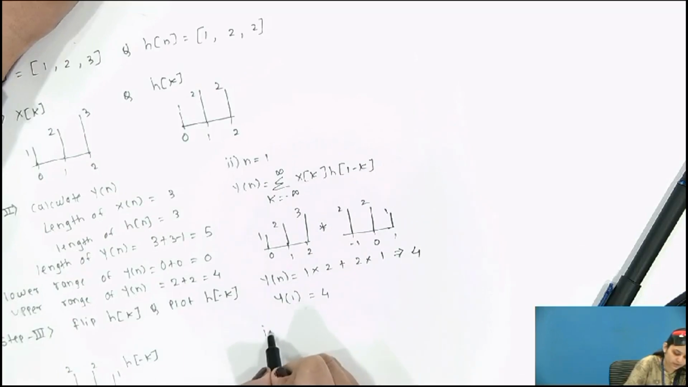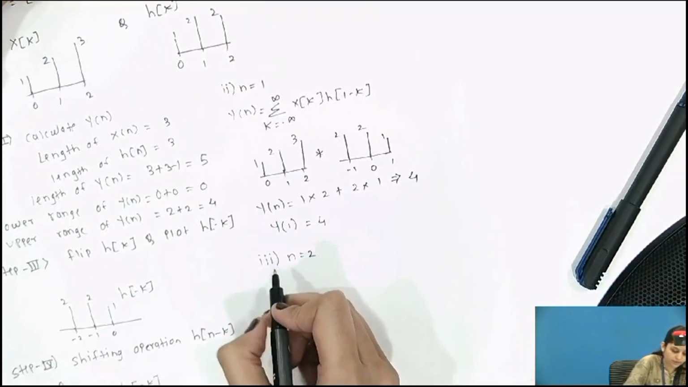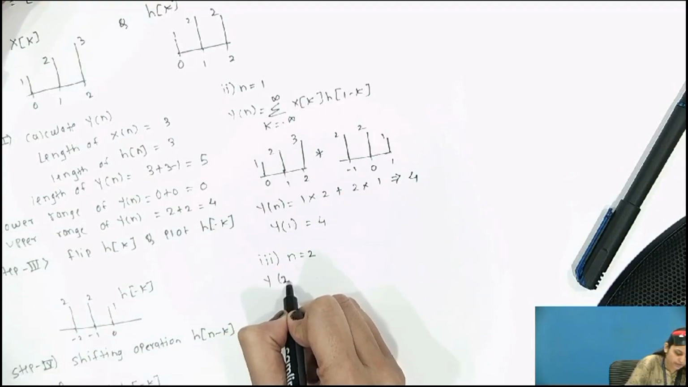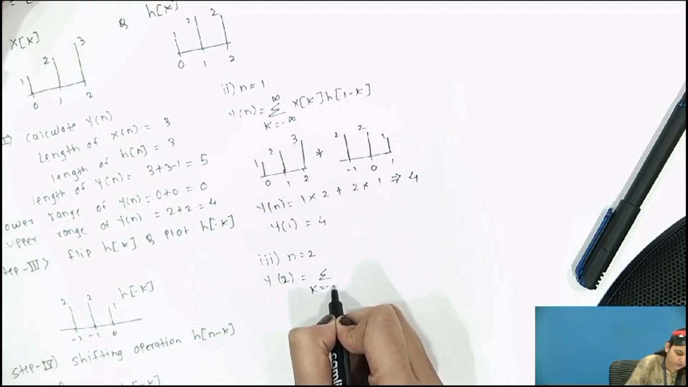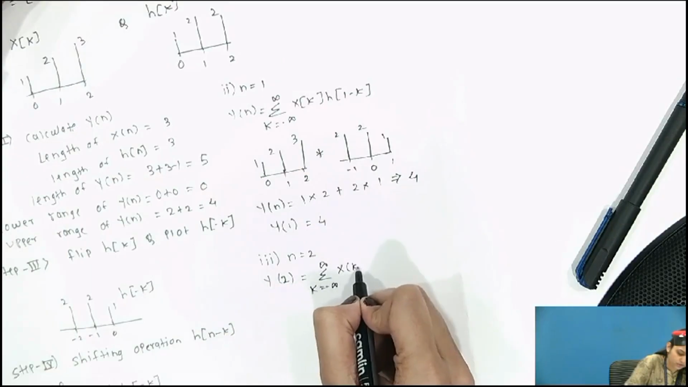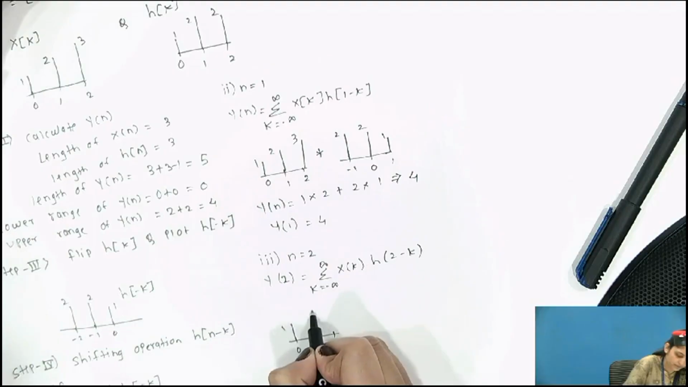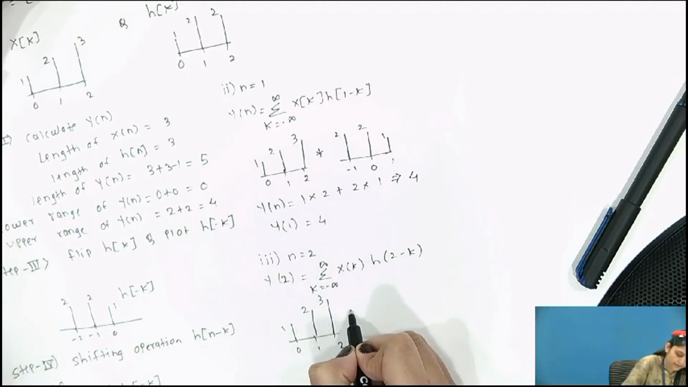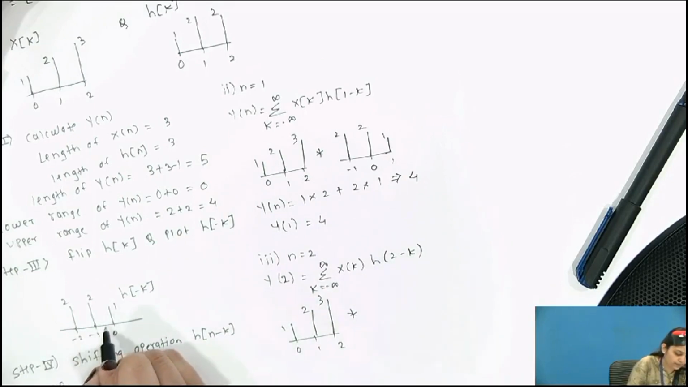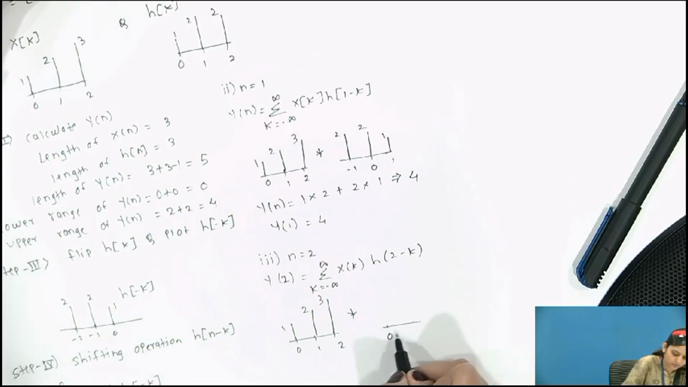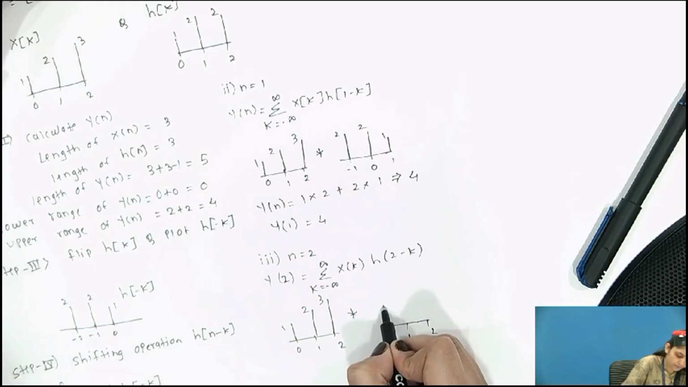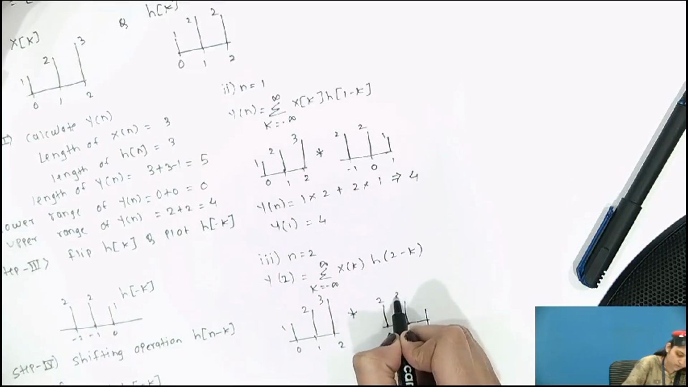Now we have to calculate the third value, when n equal to 2. For n equal to 2, y of 2 is equal to the summation of k equal to minus infinity to plus infinity x of k h of 2 minus k. Again our x of k is as it is: 0, 1, 2, amplitude 1, 2, 3, multiplied with h of 2 minus k. So h of 2 minus k means the signal is shifted to the right-hand side by 2. The signal now starts from 0, 1, 2, and the amplitude is the same: 2, 2, 1.